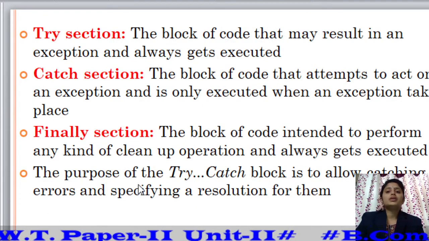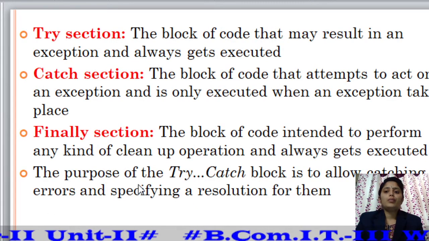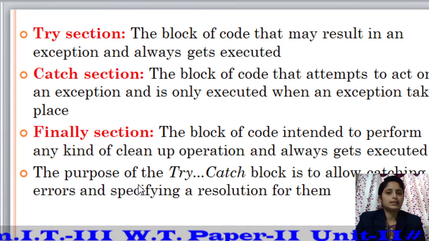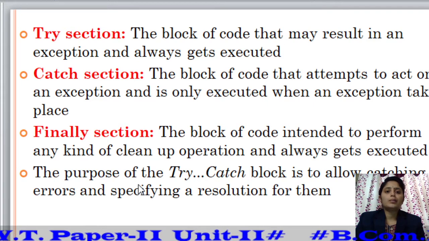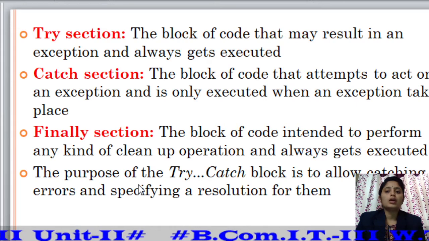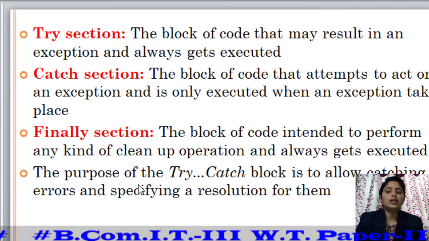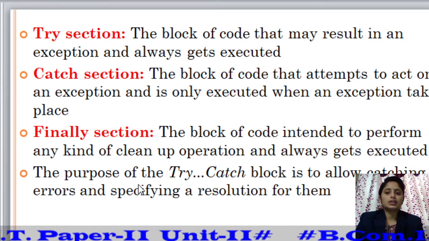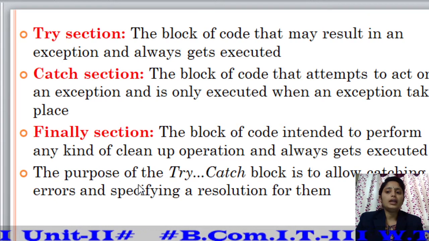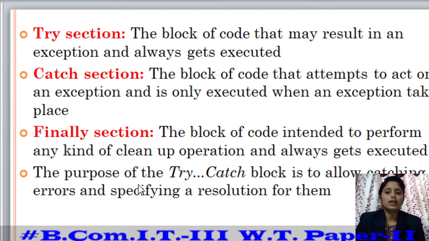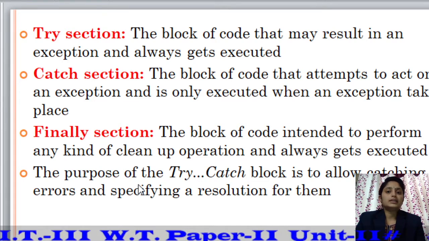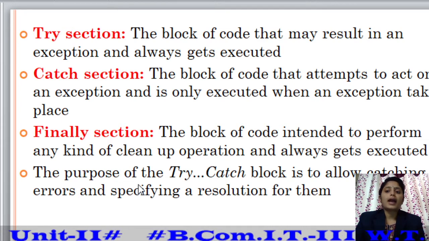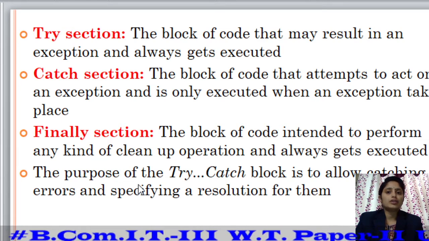Try section. What is the Try section? The block of code that may result in an exception and always gets executed. What is the Catch section? The block of code that attempts to act on an exception and is only executed when an exception takes place. What is the Finally section? The block of code intended to perform any kind of cleanup operation and always gets executed. The purpose of the Try-Catch block is to allow catching errors and specifying a resolution for them.